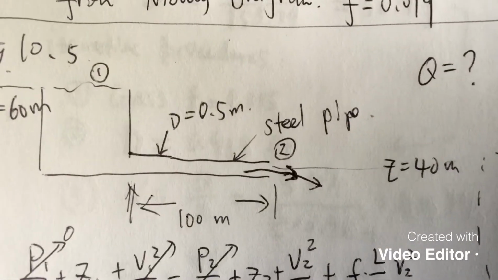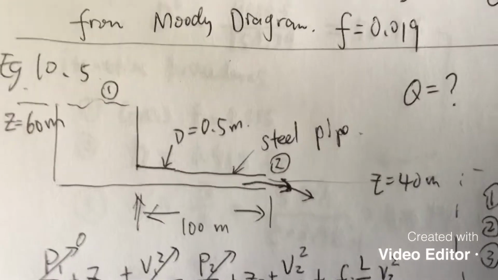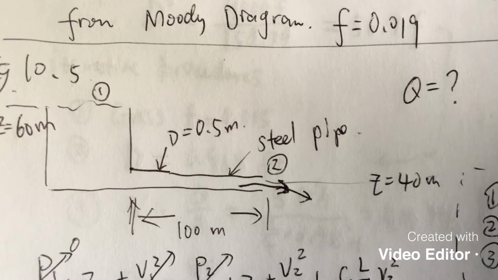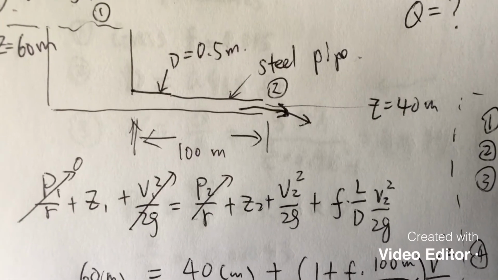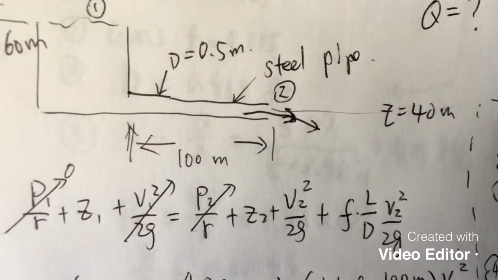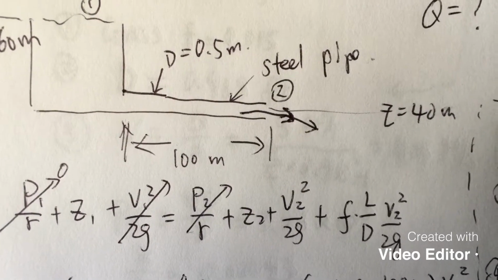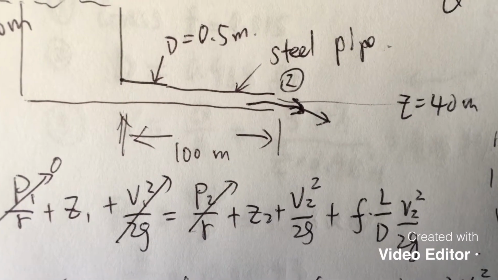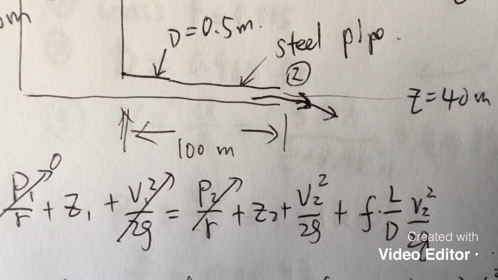For this problem, we're going to start with the energy equation in the pipe. Specify locations 1 and 2. The reservoir surface is 1, the outlet is 2, right? We can write down the energy equation in the pipe, which is similar to the Bernoulli equation. P1 over gamma plus Z1 plus V1 squared over 2G equals P2 over gamma plus Z2 plus V2 squared over 2G plus the loss. Here in chapter 10, we know the expression for the frictional head loss, so we put it in there: FL over D times V squared over 2G.